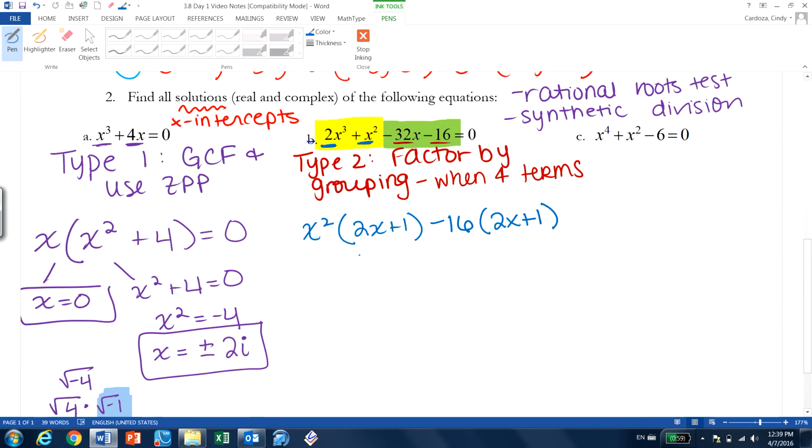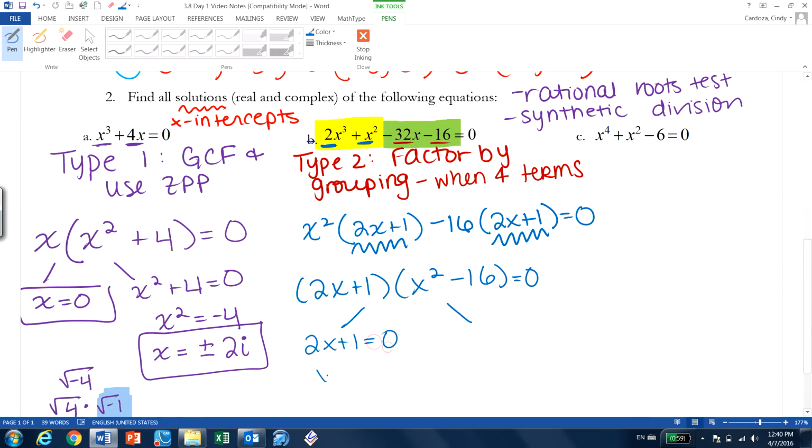What ends up happening is they end up having a common factor. In order for this to work, whatever's in the parentheses has to match, okay? So now that they match, that's what I'm going to factor out. And what I have left is x squared minus 16, and all of this is set equal to 0. So whatever matches, that's what you pull out. So I'm going to now solve for x. So 2x plus 1 equals 0, x equals -1/2. And x squared minus 16 equals 0, x equals plus or minus 4.